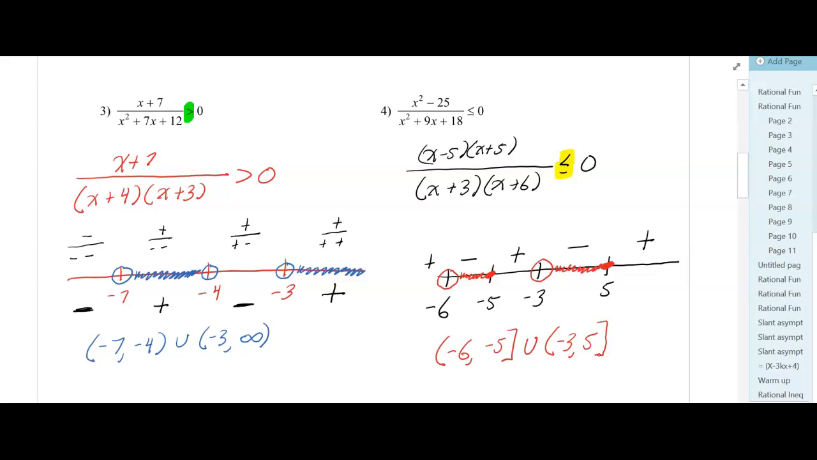For this particular problem, I did use the multiplicities. Once I figured out that to the right of 5 was positive, I used the idea that all these exponents are 1, so the signs must alternate. So once I knew that was positive, I then figured out that was negative, then a positive, negative, and a positive.